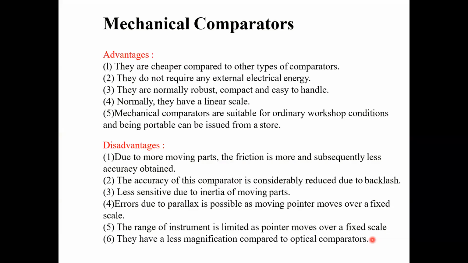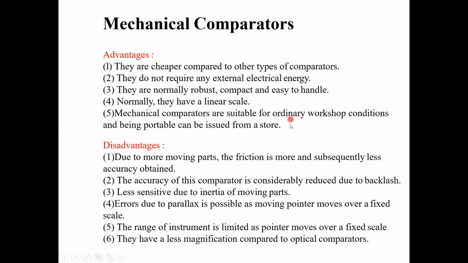Right. Up to now we discussed three types of mechanical comparators. Now, the advantages and disadvantages of mechanical comparators. We observe here the first advantage: they are cheaper compared to other types of comparators. They do not require any external electrical energy. They are normally robust, compact, and easy to handle. Robust in design means they are free from any oscillations and accuracy is maintained. Normally, they have a linear scale.